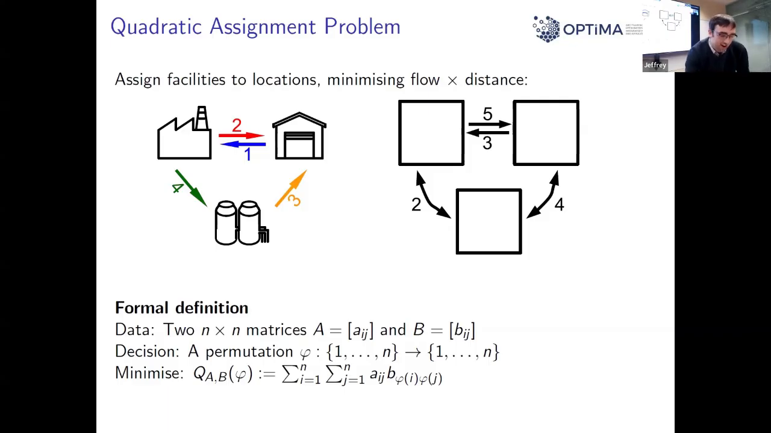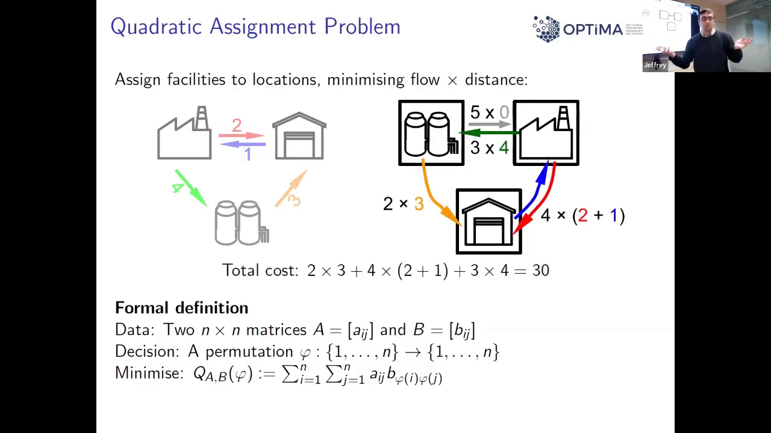This facility location representation is just how the problem is typically thought about. In reality, the mathematics takes in two arbitrary matrices and then calculates this quantity based on the permutation which sets the assignment. And so this here happens to be the optimal solution for this particular tiny instance.